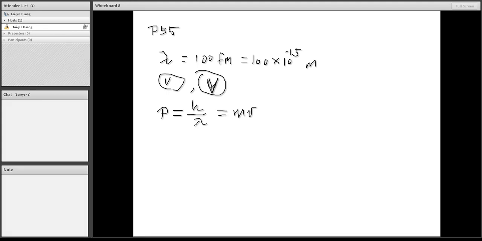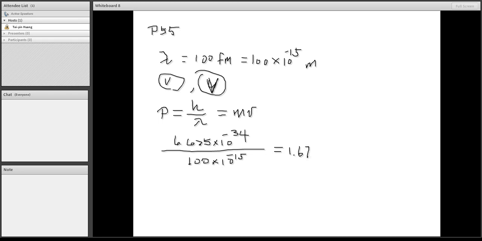So h is 6.625 times 10 to the negative 34 over the wavelength, which is 100 times 10 to the negative 15, and that must be equal to the mass of the proton. Now it's not the mass of the electron, so the mass of proton is 1. You can look it up in the back of the book.